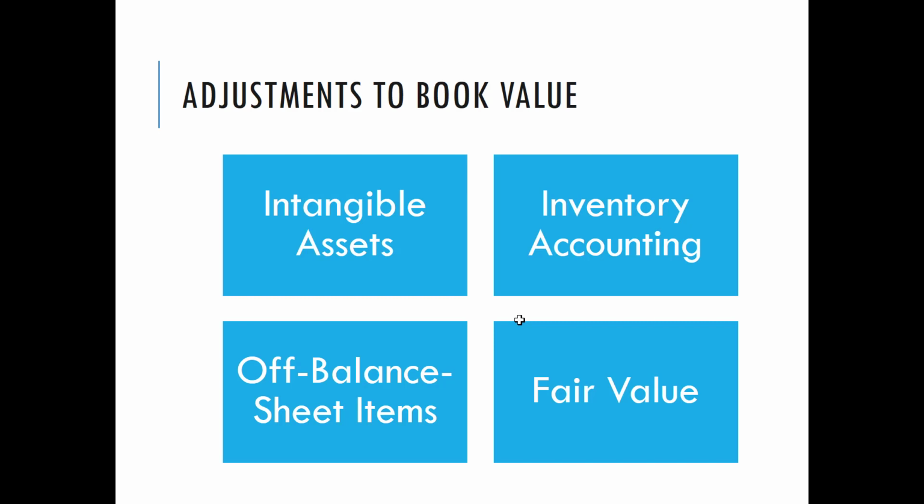You basically, I shouldn't say guess, but you basically try to value the brand value yourself and then add it to the book value, and that creates the new book value. In countries where you have different inventory accounting, so in the US you can use last in, first out, or first in, first out, you might need to adjust for these things. Even when we're looking at things like off-balance sheet items.